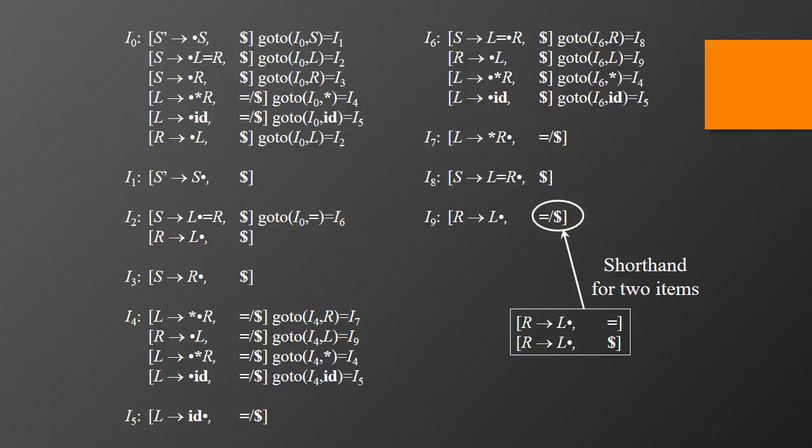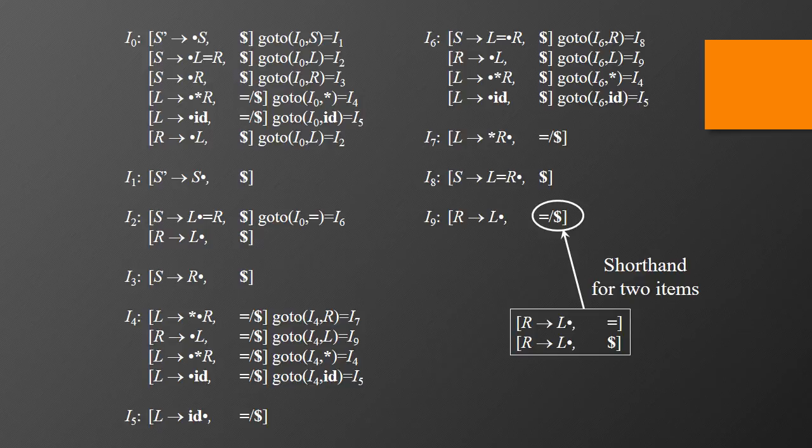So I1 will contain S' gives S dot comma dollar, I2 will contain S gives L dot equal to R comma dollar, R gives L dot comma dollar. So I0 of equal to will become I6.